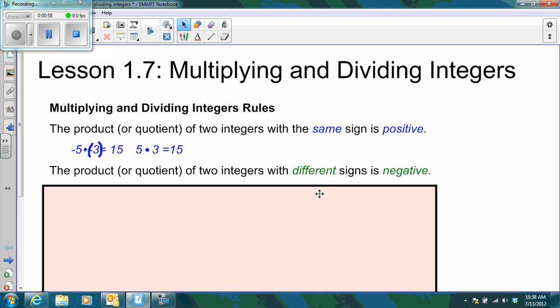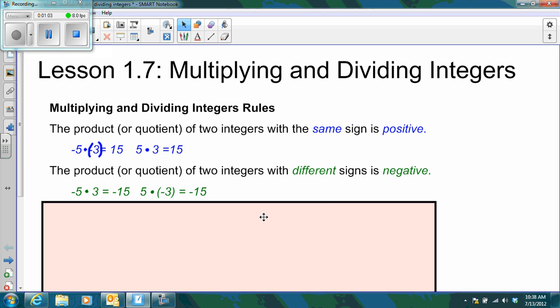So if they have different signs, that's when we get a negative number. So if you were to multiply negative 5 times 3, you'll get negative 15. Or 5 times negative 3, you also get negative 15. So when the signs are different, you get negative numbers.